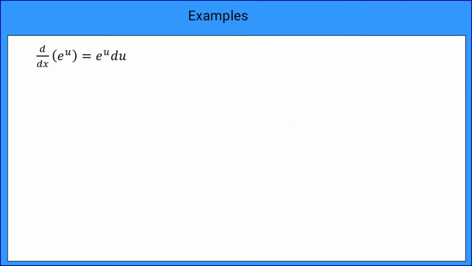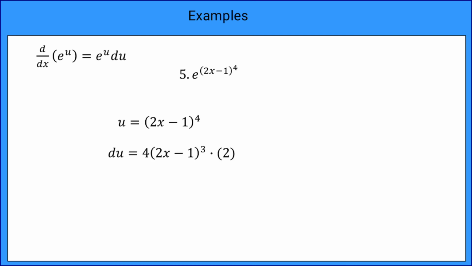Alright, so in this last example, we're going to use again the e raised to u du. Say we have a given e raised to the quantity 2x minus 1 raised to the 4th power. So our u right here will be the quantity 2x minus 1 raised to the 4th power. And we're going to get the derivative of this. And since we have this exponent 4 here, you're just going to bring it down at the front. It will be a constant 4 and then subtract 1 from the exponent 4. So we have 4 times the quantity 2x minus 1 cubed.